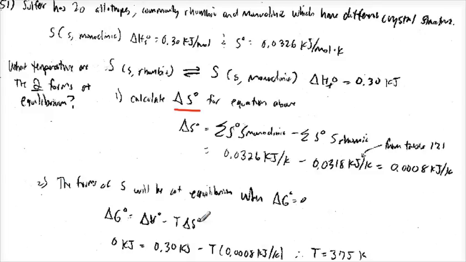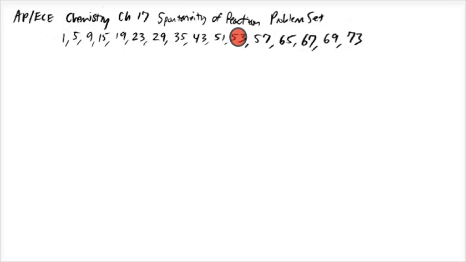And then you can plug that entropy change into delta G naught equals delta H naught minus T delta S, the Gibbs free energy equation. 0 on one side because you want them to be at equilibrium. Plug in your enthalpy, plug in your entropy, solve for temperature, 375 Kelvin, similar to the last problem. Let's check out the next problem.